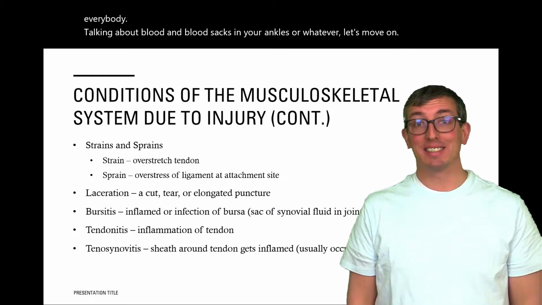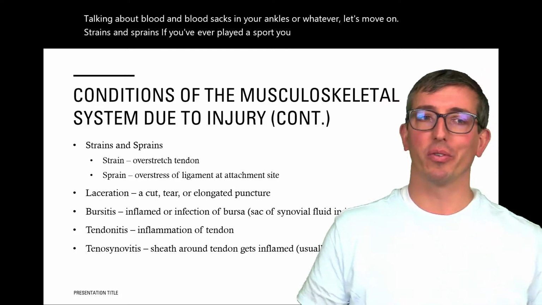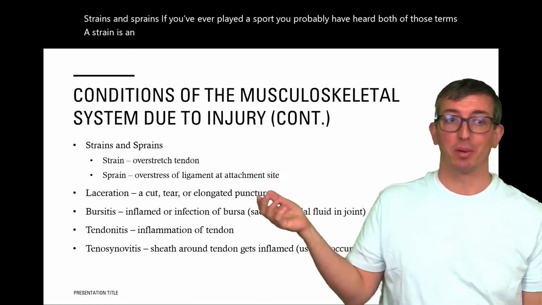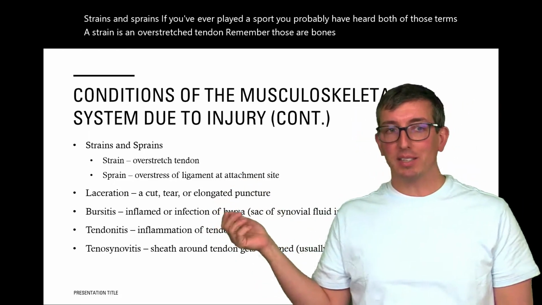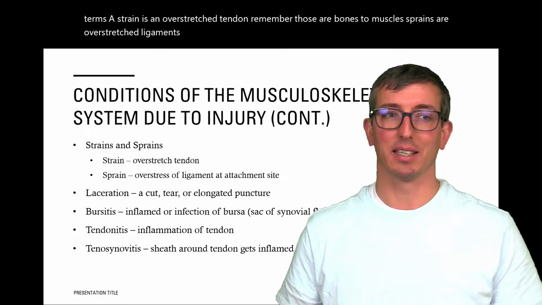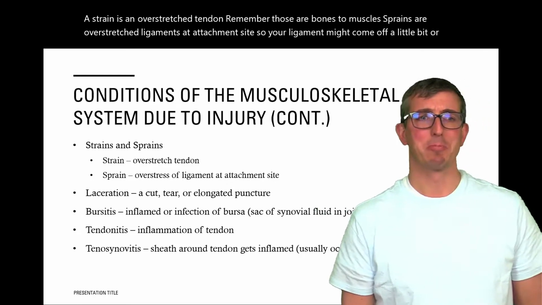Strains and sprains. If you've ever played a sport, you probably have heard both of those terms. A strain is an overstretched tendon. Remember, those are bones to muscles. Sprains are overstretched ligaments at attachment sites. So, like, your ligament might come off a little bit from your bone.